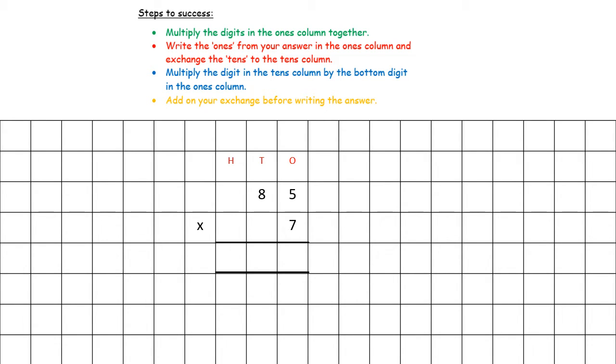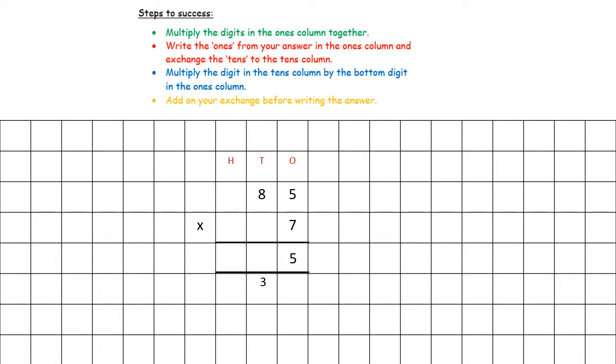Okay, 85 times 7. So the first thing we need to do is multiply the digits in the ones column, which is 5 times 7. Okay, 5 times 7 is 35. But 35 is actually made up of 3 tens and 5 ones. So we write the ones from the answer in the ones column and exchange the tens to the tens column. So 35 would be written like this.